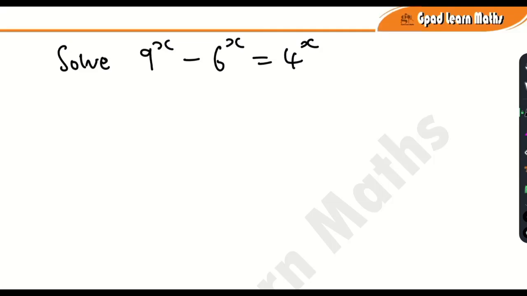In this video, we're going to be solving this question: 9 raised to the power of x minus 6 raised to the power of x is equal to 4 raised to the power of x. So how do we get the value of x?